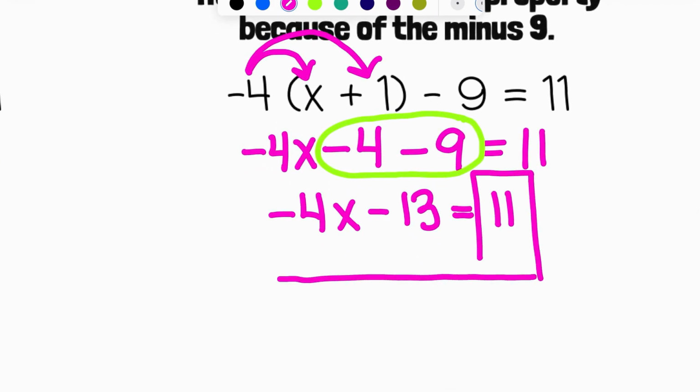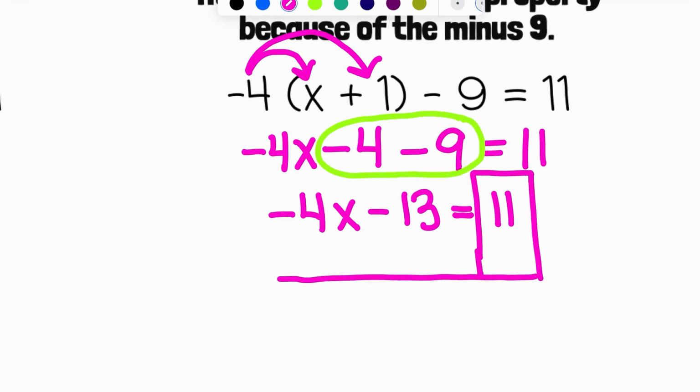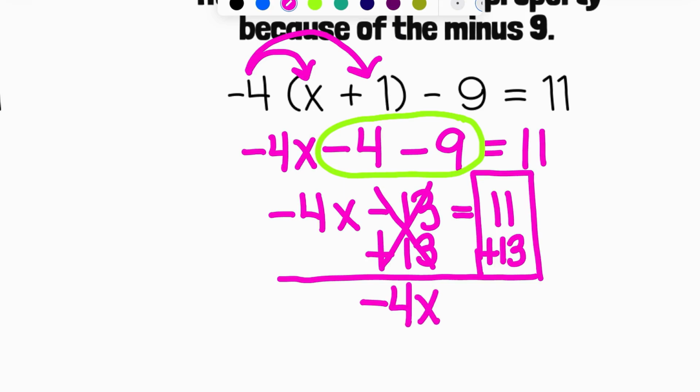Okay, box the term that's by itself, which is the 11. All right, if I box the 11, I'm going to move my minus 13. And the inverse of subtracting 13 is adding 13. Okay, cross out your 0 pair. Negative 4x equals, all right, 11 plus 13 we'll calculate, and we get 24.